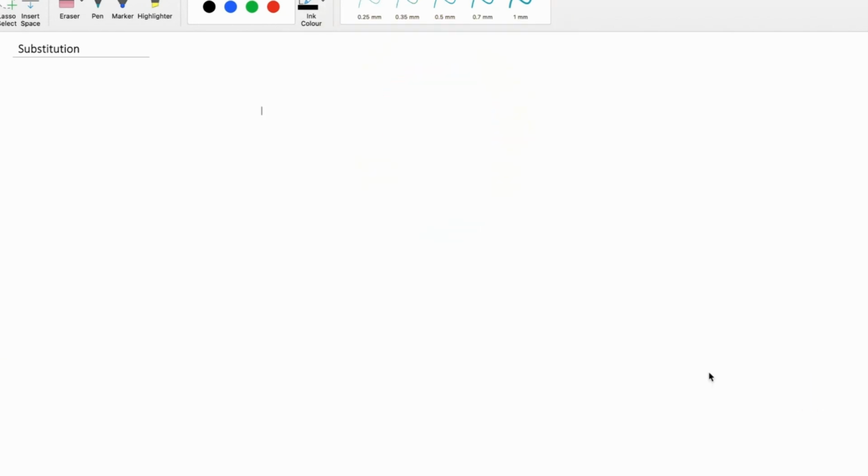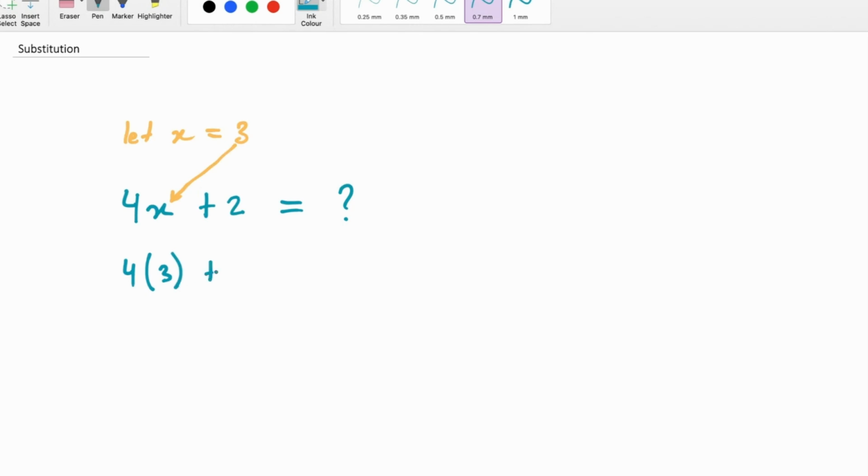Now let's do a few walkthrough questions just to situate this. Let's say, for example, we have 4x plus 2 is equal to question mark. And let's say in our question at the top, we have something that says, let x equal to 3. So wherever there is an x, you're going to replace it with 3, like so. Now let's go ahead and rewrite this. 4, and then remember that quick tip, in brackets, 3 plus 2 is equal to question mark.